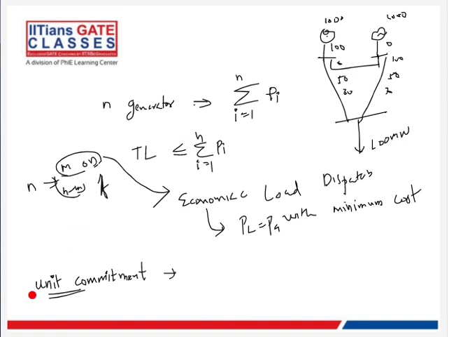So this is a two-step problem. Unit commitment decides which generators will supply the load. So unit commitment answers the question which, and economic dispatch answers the question how much.